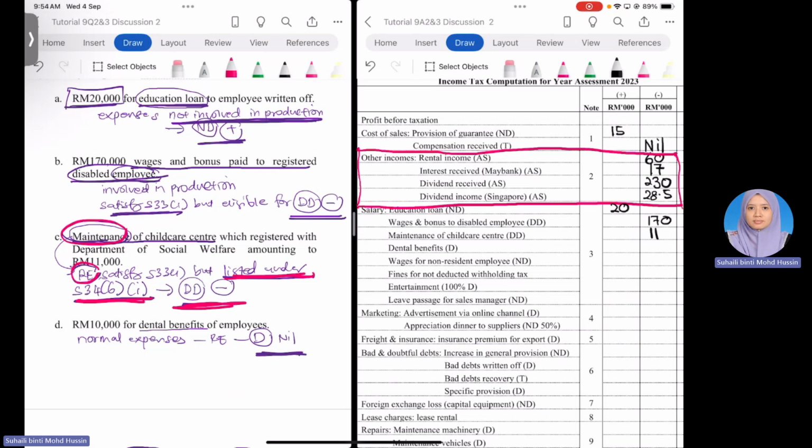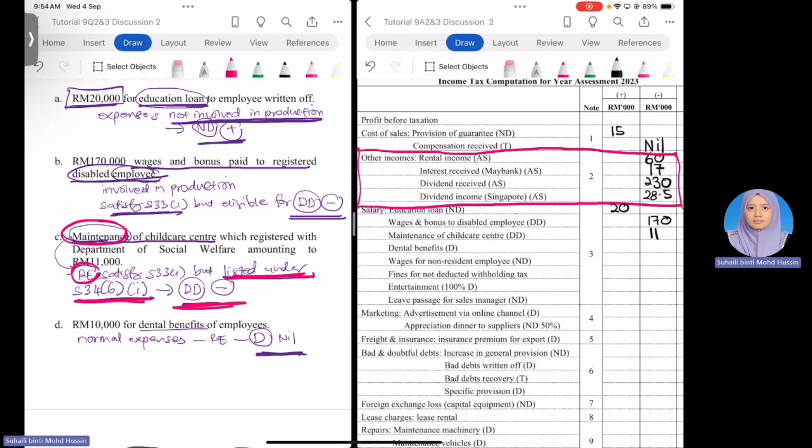Okay, so number 3D, the company paid dental benefit to their employee 10,000 ringgit. So this is normal expenses in the business world when the company paid for the dental benefits. Majority of the companies also provide the dental benefits to their employees. So this is normal expenses.